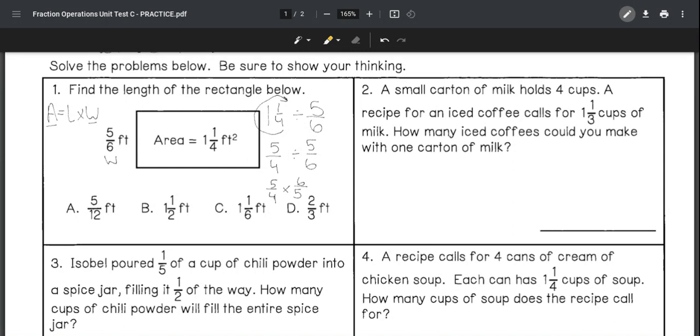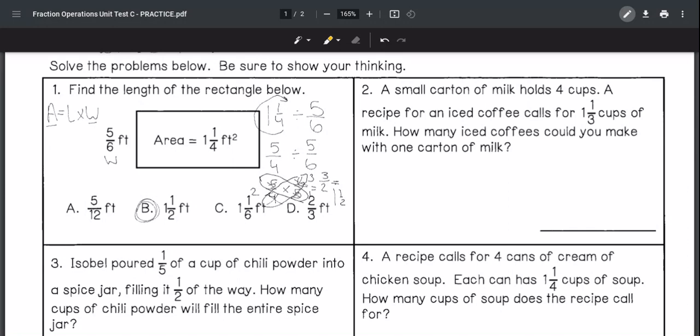I can use the Band-Aid method and simplify before I multiply because these 5s, their common number is 5, so they're both going to turn into 1s. And we can also use the Band-Aid method for 4 and 6. The common number is 2, so it's going to turn into a 2 and a 3. So now it's 1 times 3 equals 3, 2 times 1 equals 2, and 3 halves simplified, turned back into a mixed number is 1 1/2. So the answer was B.